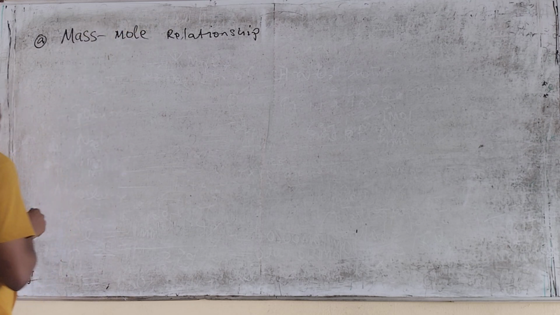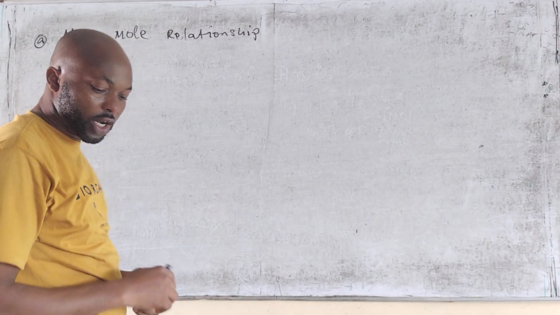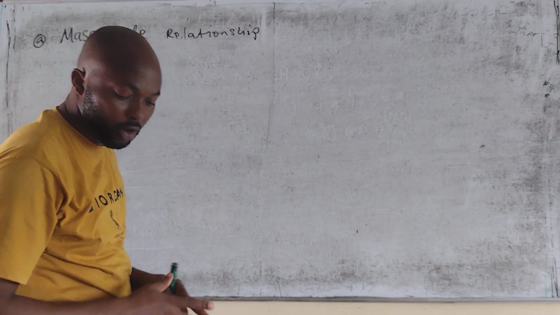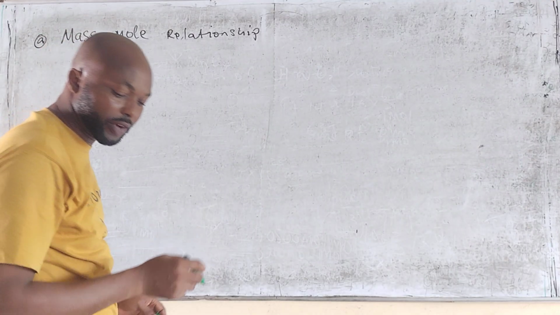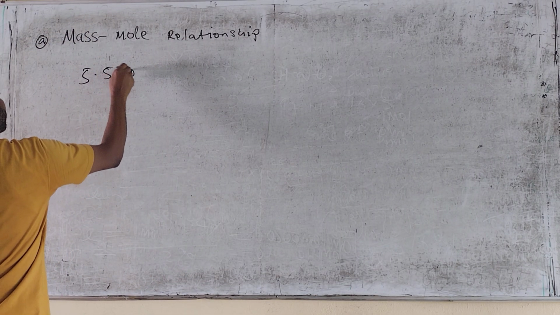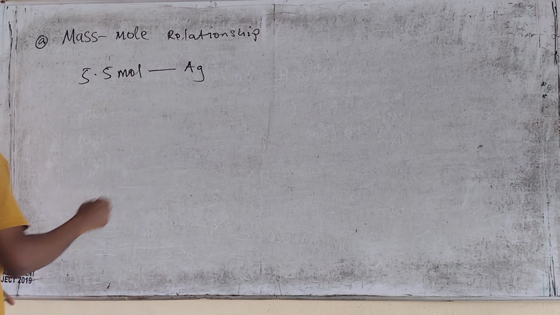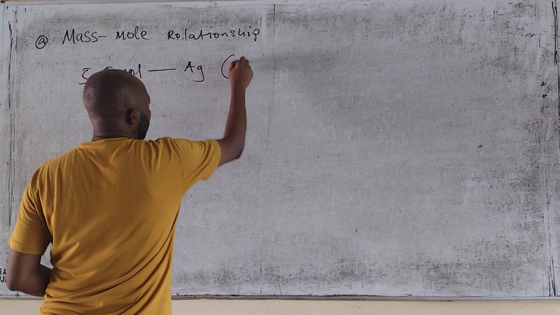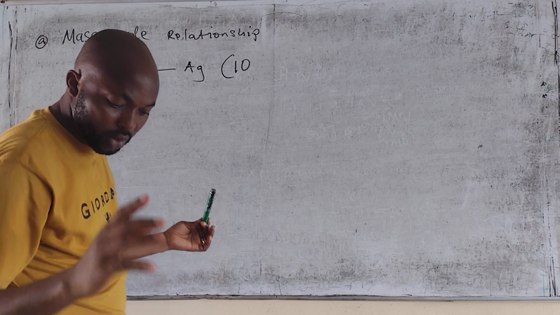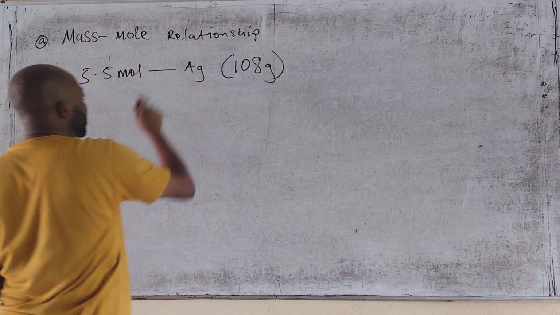So we are in mass mole relationship. The first question: calculate in grams, that's the mass, of 5.5 moles of silver, Ag. Ag is 105 or 108. Let's see if it is given. Okay, it's 108. The relative molecular mass of silver is 108 grams.